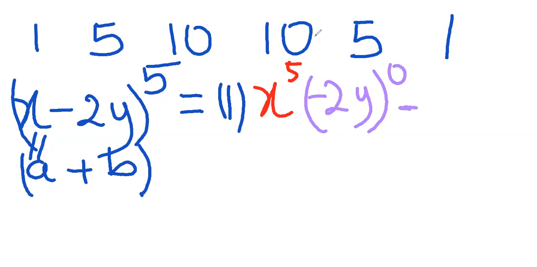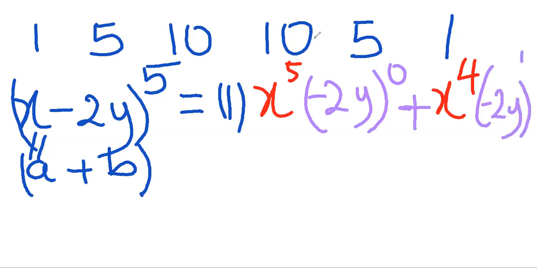Now the next thing is I'm going to have x raised to power 4. You can see that x is decreasing. And then we have minus 2y raised to power 1. Now minus 2y is increasing. The coefficient for that one is going to be 5. I almost forgot to put that. Remember it's 1, 5, 10, 10, 5, 1.